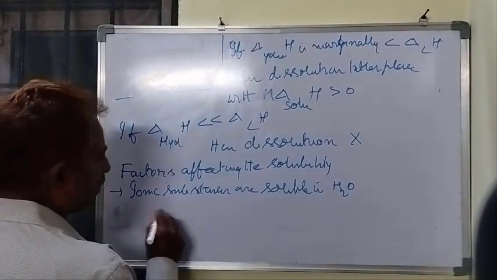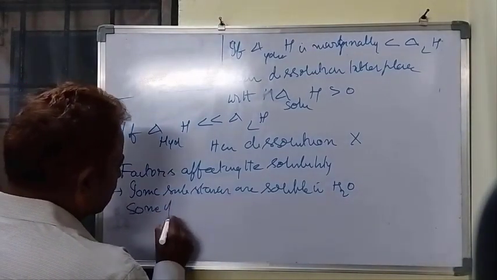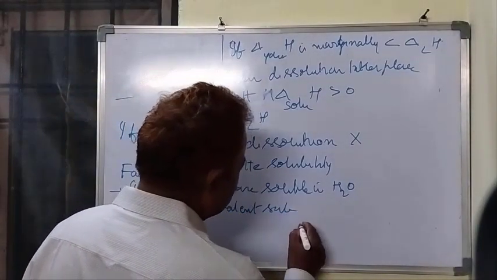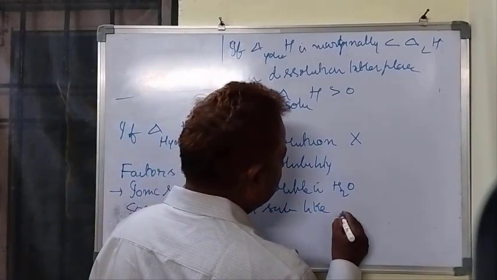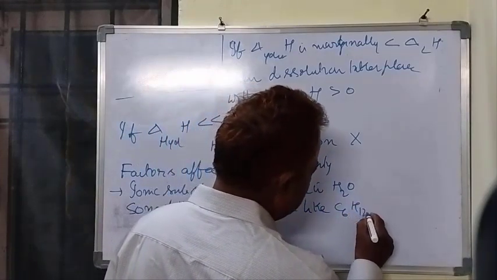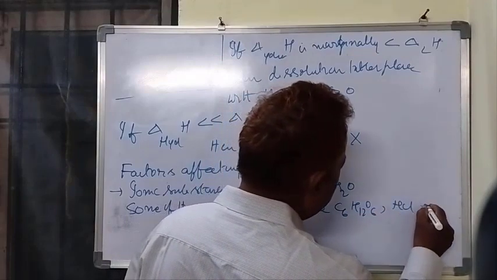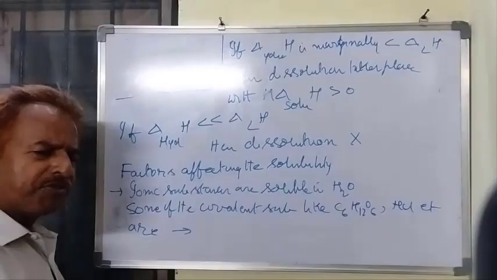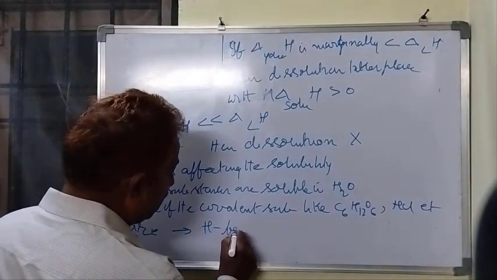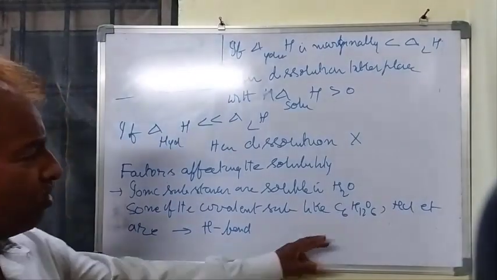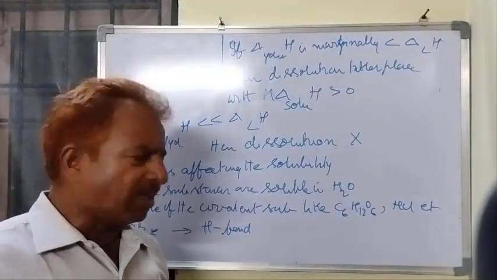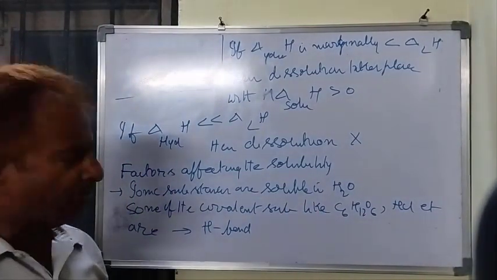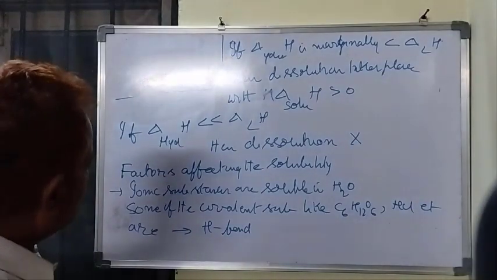Even some of the covalent substances like sugar, glucose, C6H12O6, HCl, etc. are soluble in water due to the formation of hydrogen bond. So here hydrogen bond is formed. Glucose doesn't release ions, but still glucose is soluble in water due to the formation of hydrogen bonding. Right.